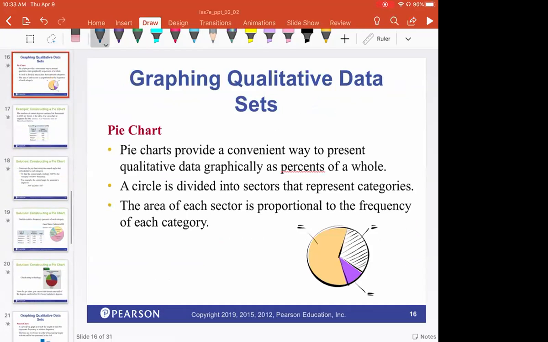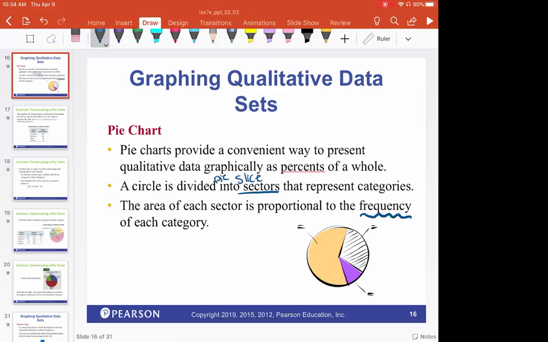The next graph that we have is a pie graph, a pie chart. Pie charts provide a convenient way to present qualitative data graphically as percents of a whole. A circle is divided into sectors that represent categories. Sectors is a fancy word for pie slices. It's a pie slice, right? Each area of each sector is proportional to the frequency of each category. Frequency referring to your percent. So the chunk of your slice is going to represent the percent of your whole pie.